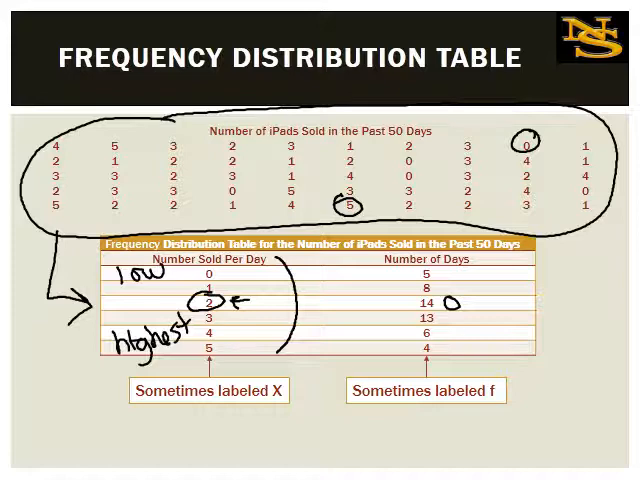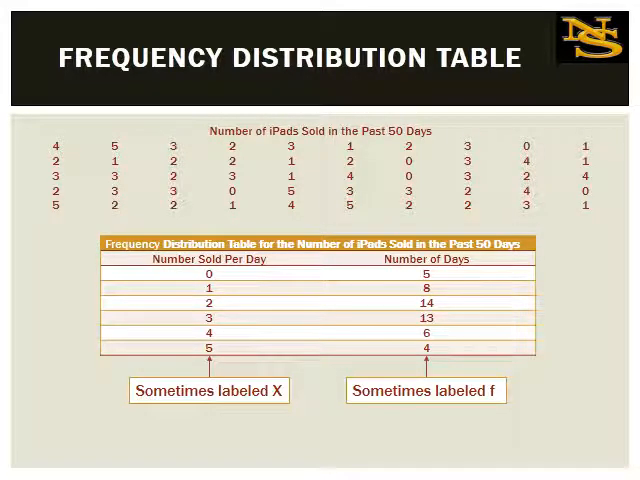So if you look at this and you do it on your own, you could see that there's 5 zeros, right? So how many zeros? There's 5. There's 8 ones. There's 14 twos. There's 13 threes. There's 6 fours, and there's 4 fives in this data right here. So when you look at this raw data, it's probably hard to make sense of it. But once you convert it into a nice little table, you can see the trends more easily.